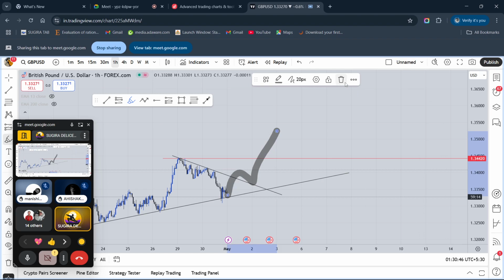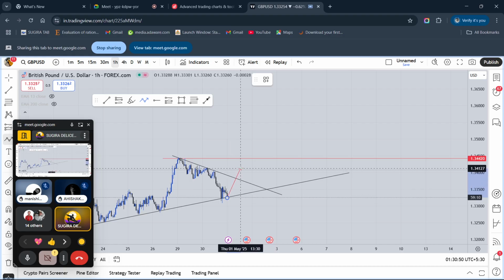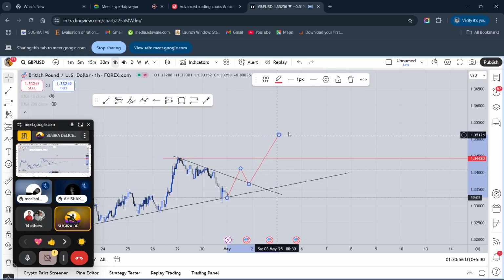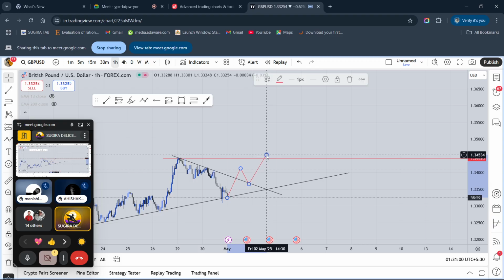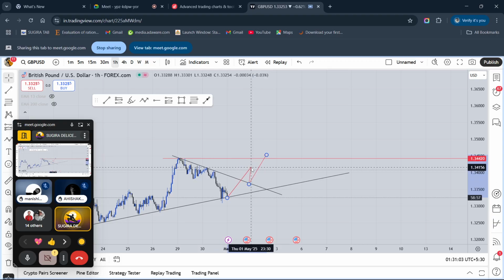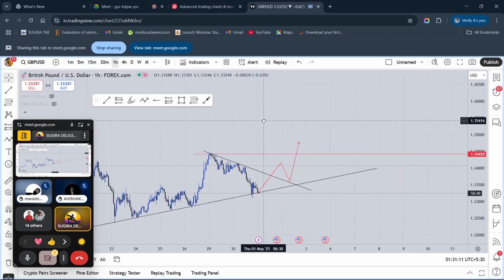So what I'm waiting for from here, I'm waiting for this level to be broken and come back to retest it. I will enter from here and then push to the upside. So my target will be somewhere here. Same thing, the market can come here and test from here and push to this level. Get me? Can you see, right?